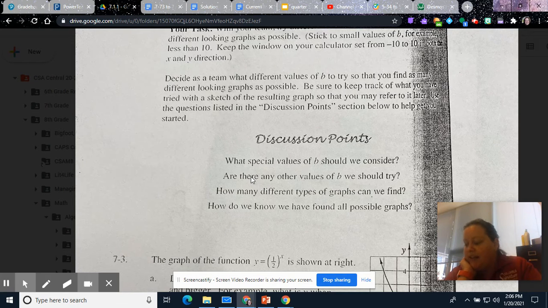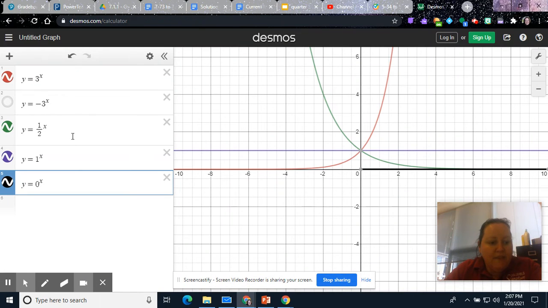It says, with your team, try different values of b to try to find different looking graphs as possible. Stick to small values, numbers that are less than 10. Keep the window on your calculator set from -10 to 10 in both the x and y directions. That's embarrassing. So I've already put several in here.